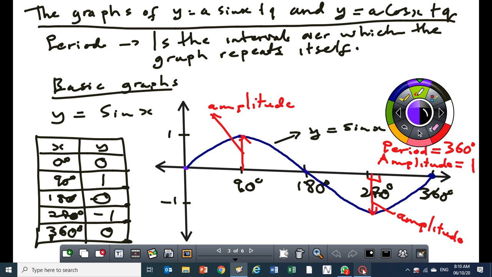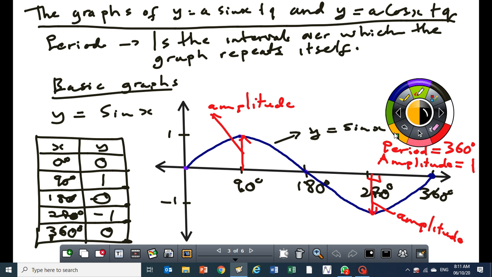So your basic graph for sine is y equal to sine x, which means the q is going to be 0. If there is no number in front here or to the right of sine x, it means q is 0. Also, if the coefficient of sine x is not written, it means the coefficient of sine x is 1. So the amplitude of this graph is 1.